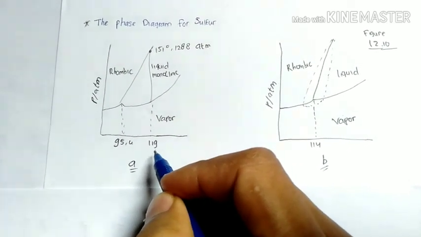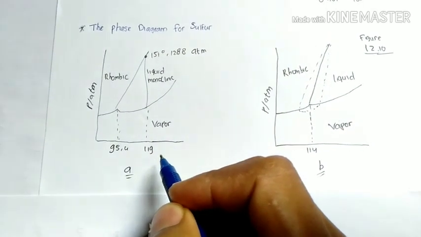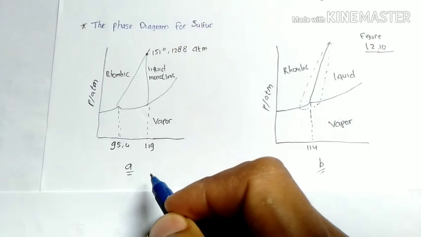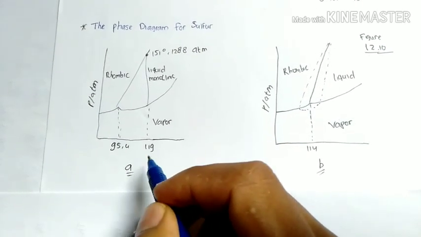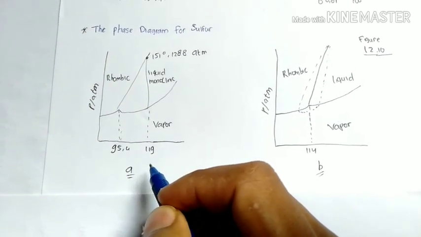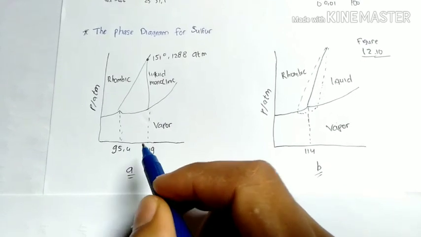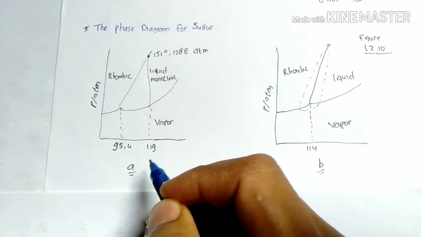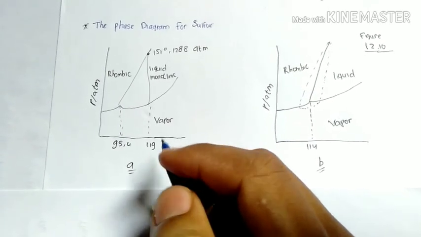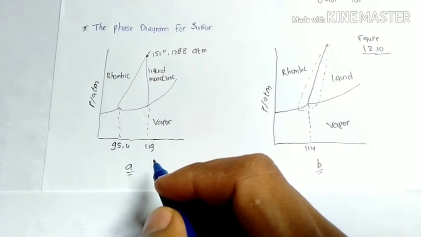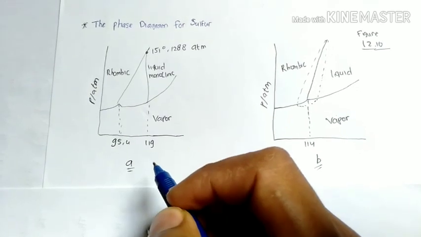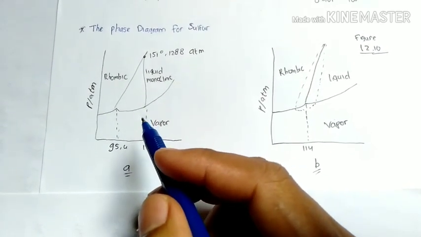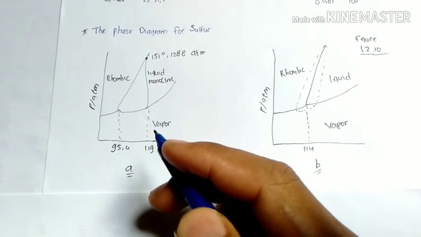119 Celsius is reached. Monoclinic sulfur melts at 119 Celsius. Liquid sulfur is stable up to the boiling point of 444.